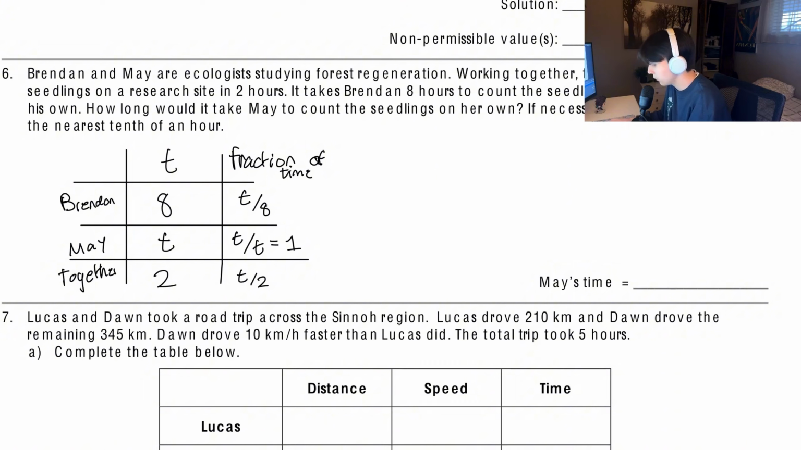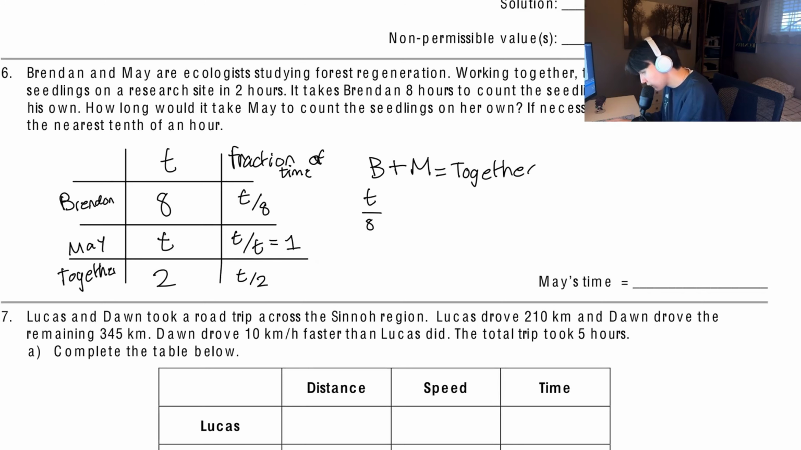Cool. So remember that we have this equation here, which we're going to form an equation from. Brendan's time plus May's time, in theory, should give us our time worked together. So now that we have this, we can make an equation. What is Brendan's fraction? We have t over 8 plus May's time, which is 1, equals our together time, which is t over 2.